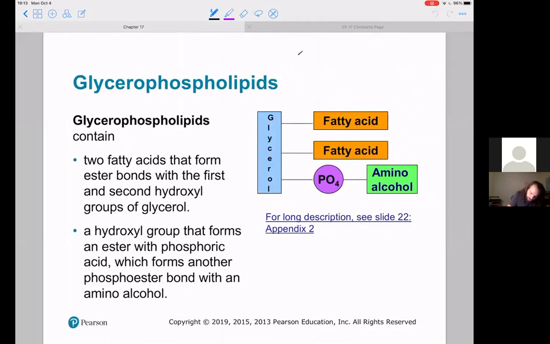So again, you have your glycerol, right? That's that component. Two of those glycerols are now going to be replaced with our fatty acids, which again form those ester bonds. And then the other one is going to have, so those chains would be longer, right? Because they're fatty acids. The other one is now going to be replaced by that phosphate group, forming a phosphoester bond with what's called an amino alcohol. So then on the other end, we have our amino alcohol. Okay.